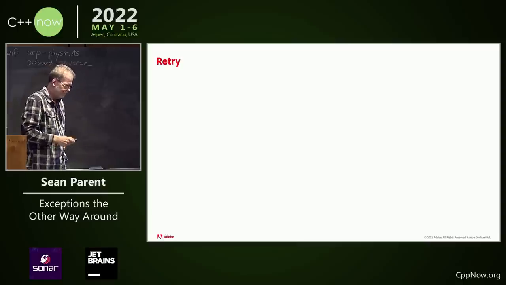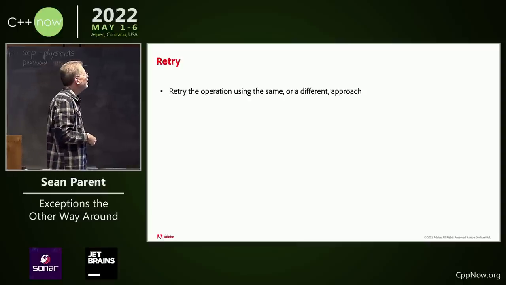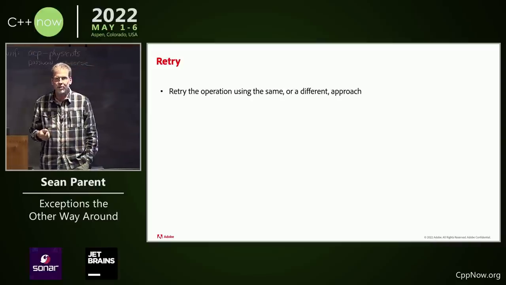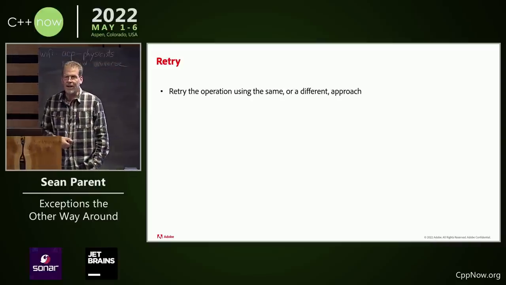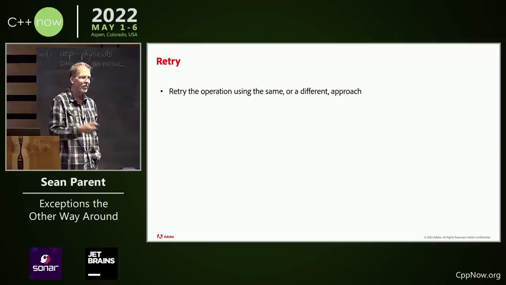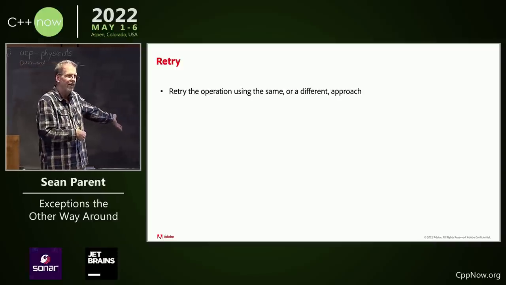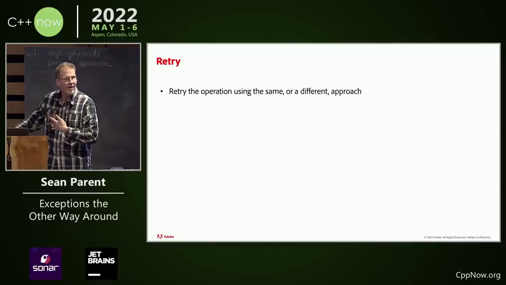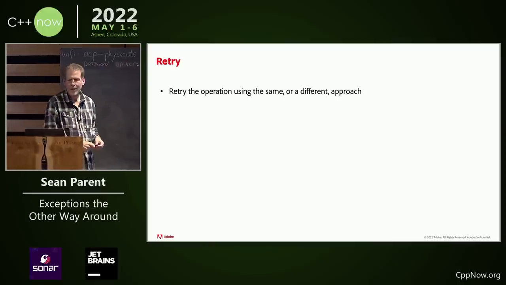Retry. What do we mean by retry? Well, we can retry the operation using the same or a different approach to satisfy the contract. If we're successful on the retry, we satisfy the contract, we return. If we're unsuccessful on the retry, then we're back to throwing an exception and letting it continue to propagate.